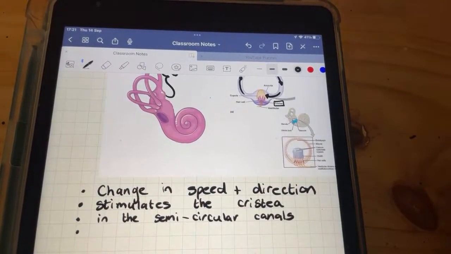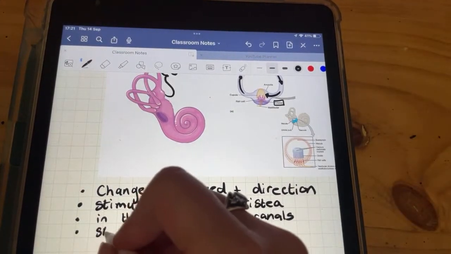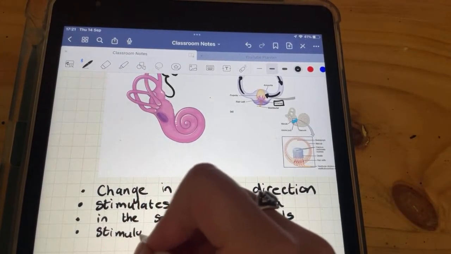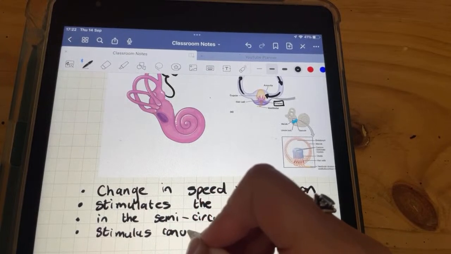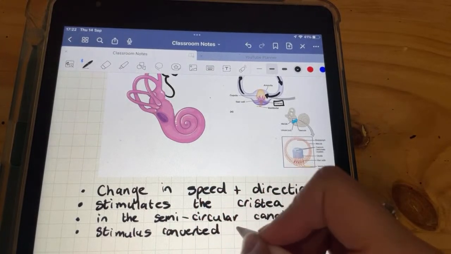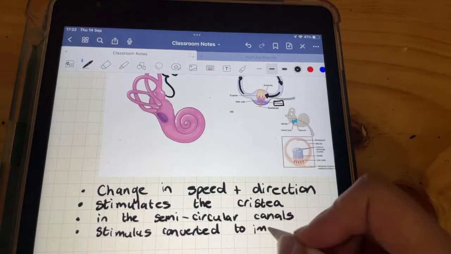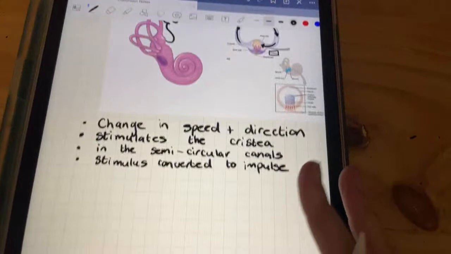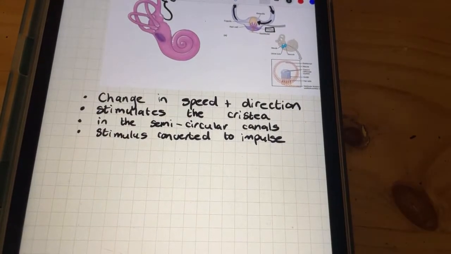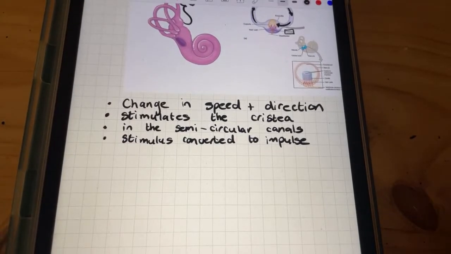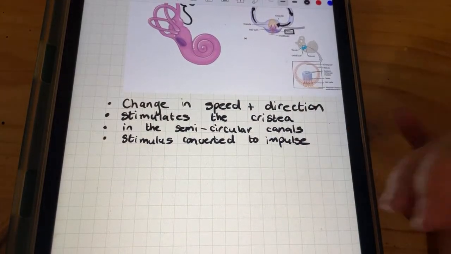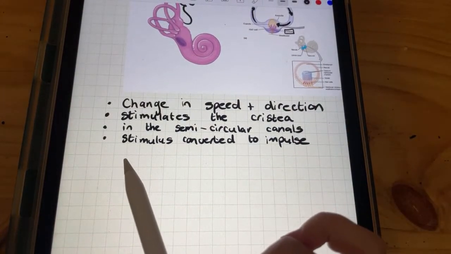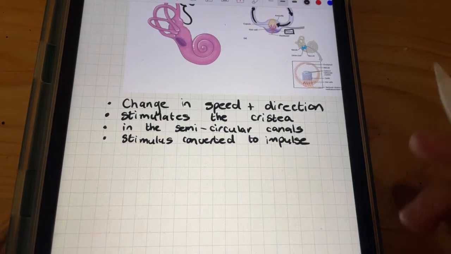Next point, this stimulus is converted into an impulse. Now, at this point, you're thinking, she's writing a lot there, because that's already 4 points. Yes, everyone. Normally, these questions are anywhere between 6 to 8 marks. There's no longer an essay question. So this is the kind of longer answer that they want you to write. So the stimulus is converted into an impulse.